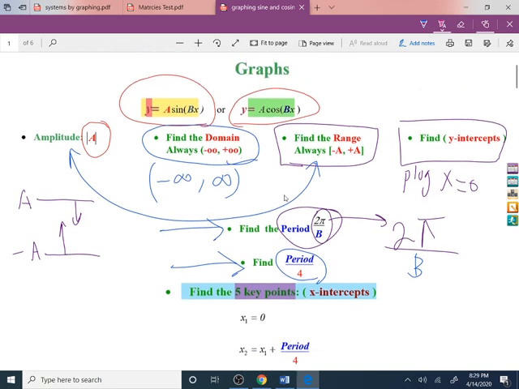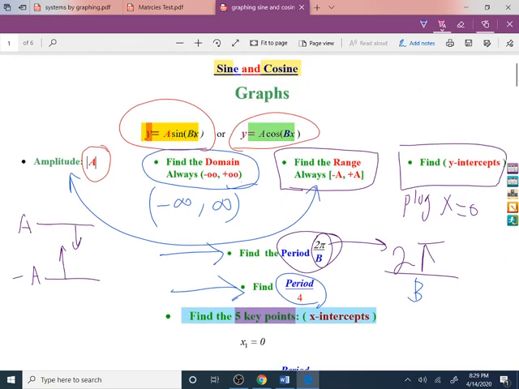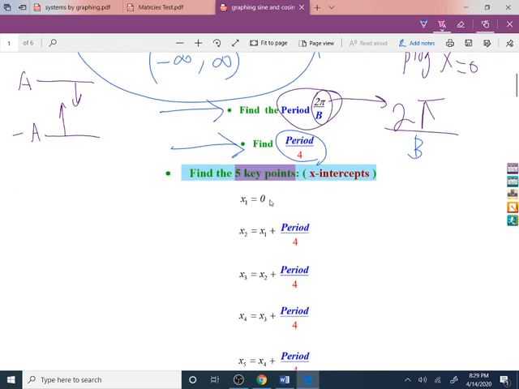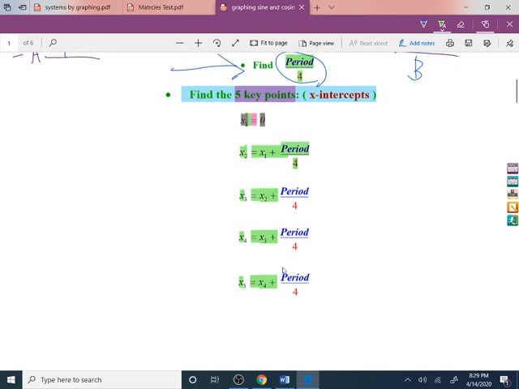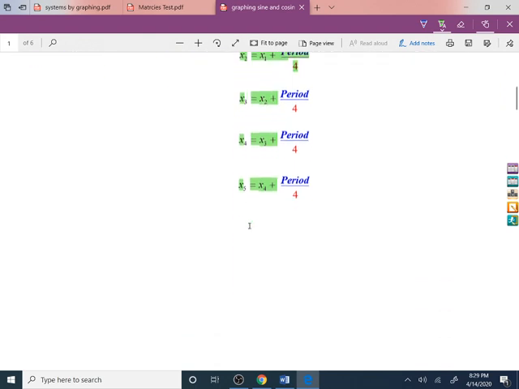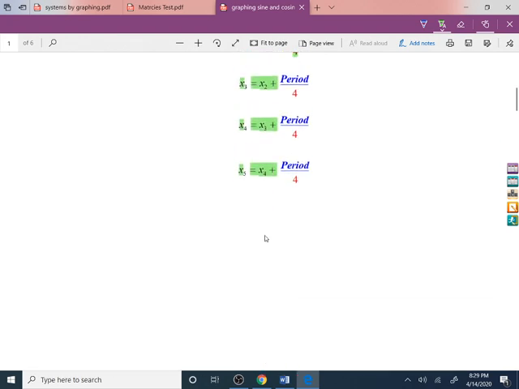These are 5 points. For this case, when I have only y equals sine bx or y equals a cosine bx, either one, you always start from 0. After you find the first one, which is 0 in my case, you add to it the period over 4. Then when you find x2, you add to x2 the same value, period over 4. Then you find x4 by adding period over 4 to x3, then x5. After that, I'm going to show you how I'm going to graph it.